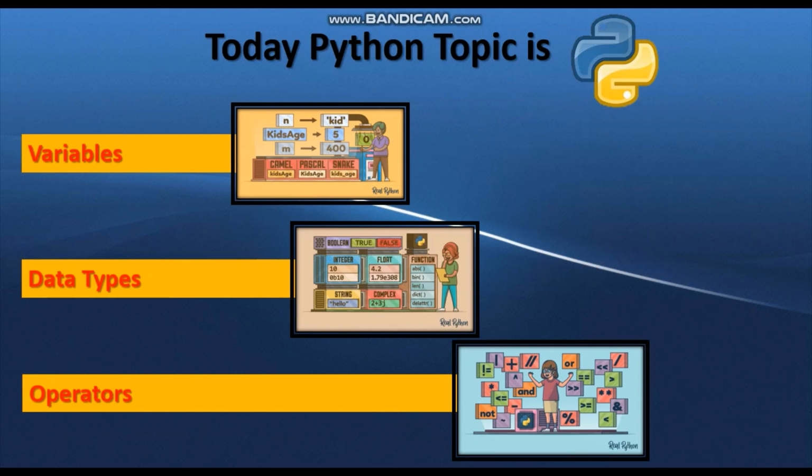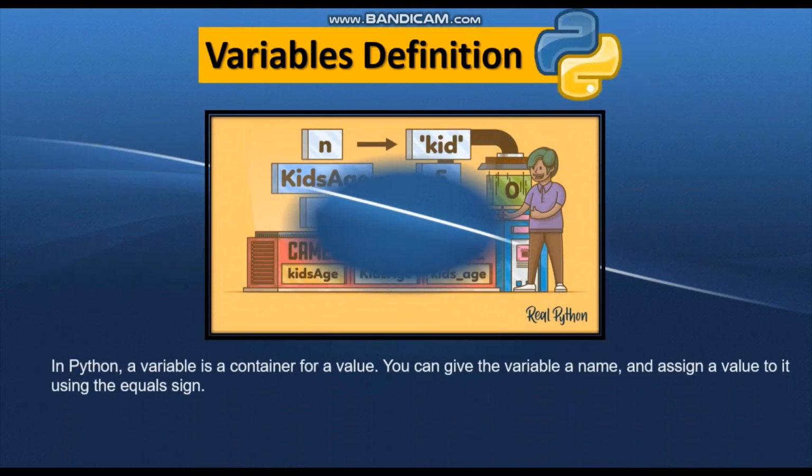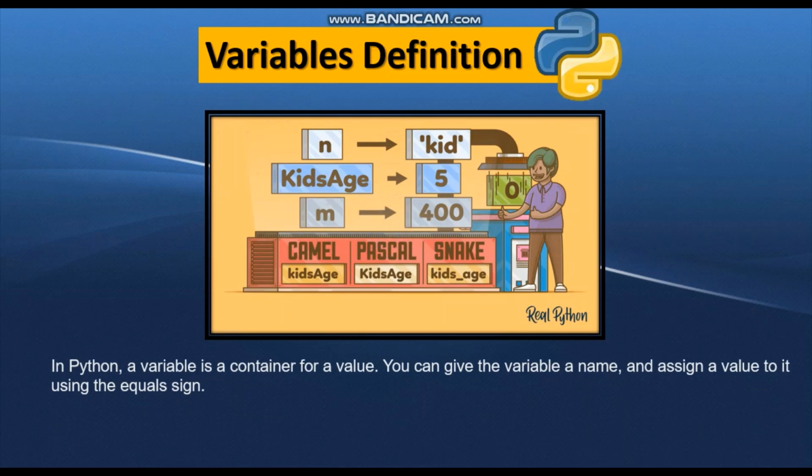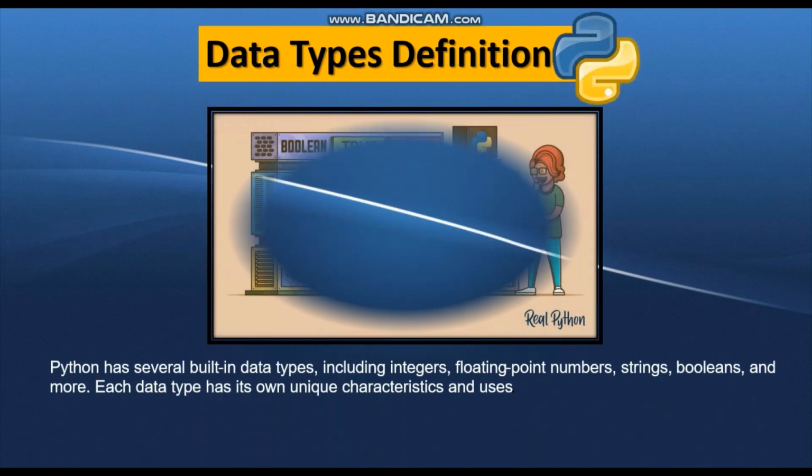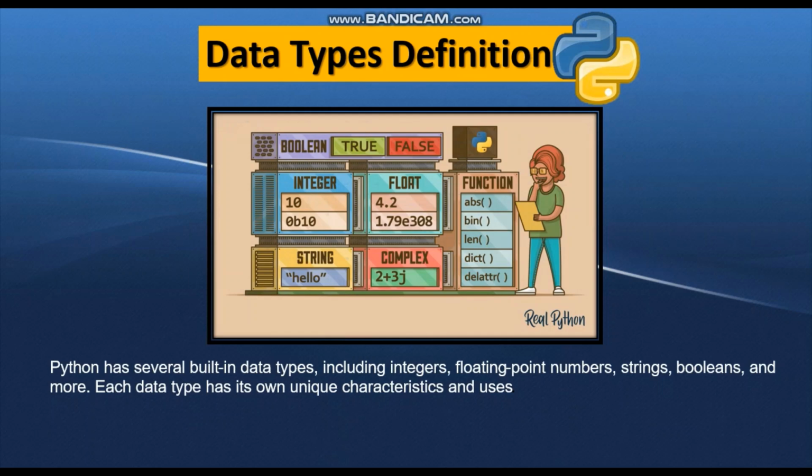When you start programming in Python, one of the first things you'll need to learn about are variables, data types, and operators. In Python, a variable is a container for a value. You can give the variable a name and assign a value to it using the equal sign. Python has several built-in data types, including integers, floating point numbers, strings, booleans, and more. Each data type has its own unique characteristics and uses.